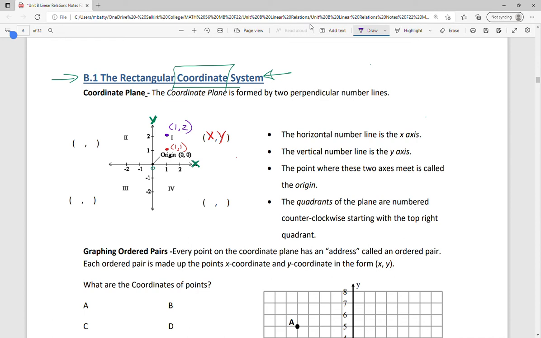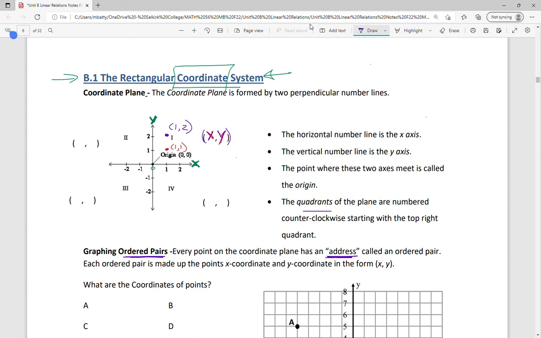So there's 4 different quadrants. The quadrants are numbered, going around. Everything in this first quadrant is going to have a positive number as its address. So always the x first and then the y. This is called an ordered pair. So an ordered pair is the address on the coordinate plane.